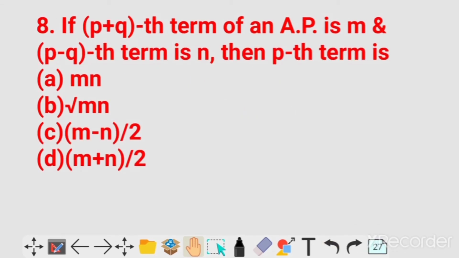Now the next question is, if the p plus qth term of an AP is m and the p minus qth term is n, then the pth term is either mn, or root over mn, or m minus n by 2, or m plus n by 2. And your time starts now.